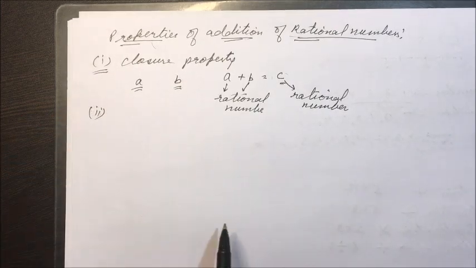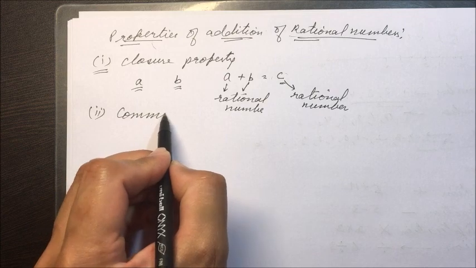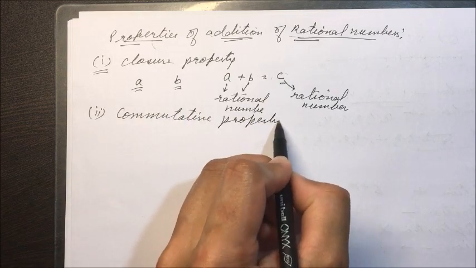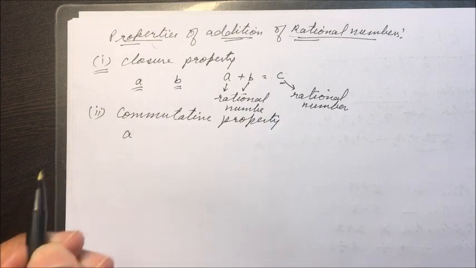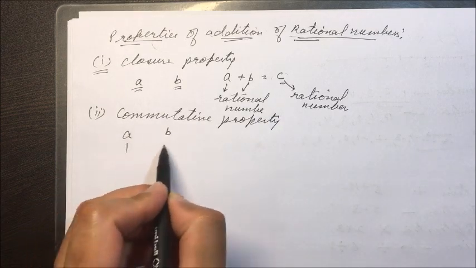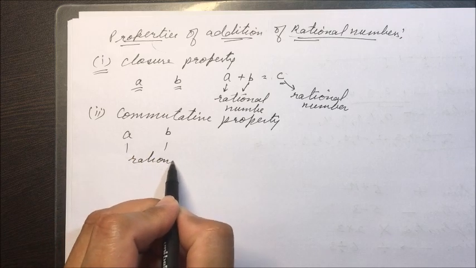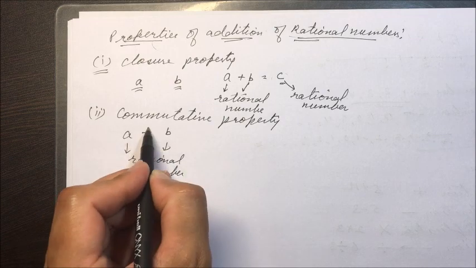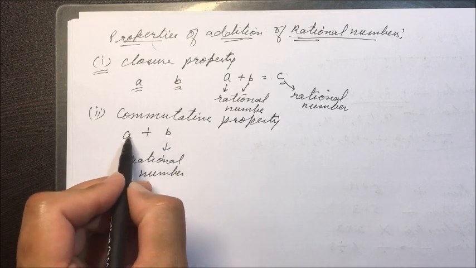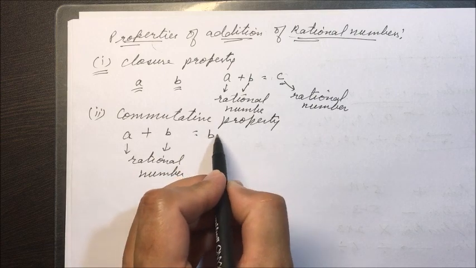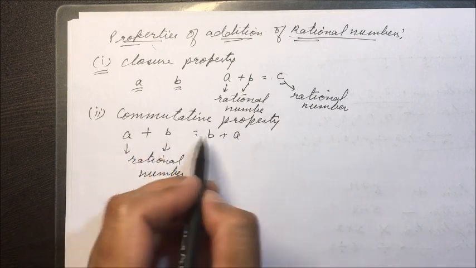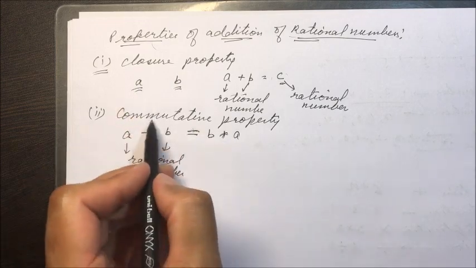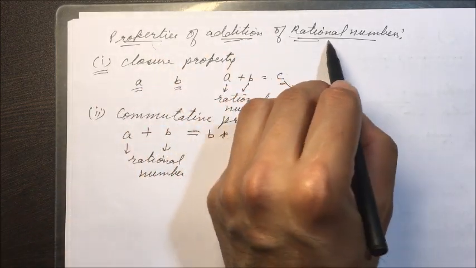Second one, commutative property. For example, I have one number A and another number B, and both are rational numbers. If I add B to A or I add A to B, in any order I add, both will have the same result. So the commutative property holds on addition of rational numbers.